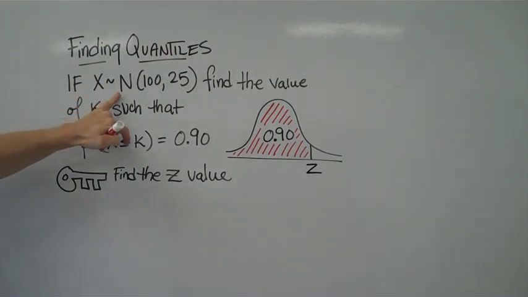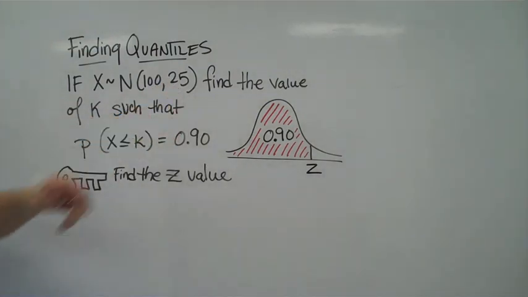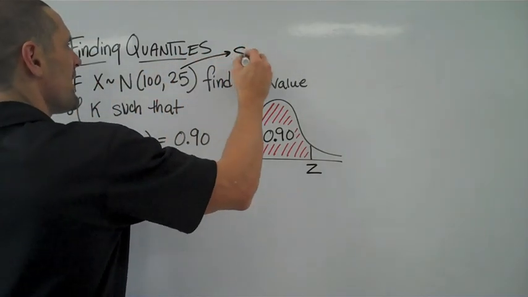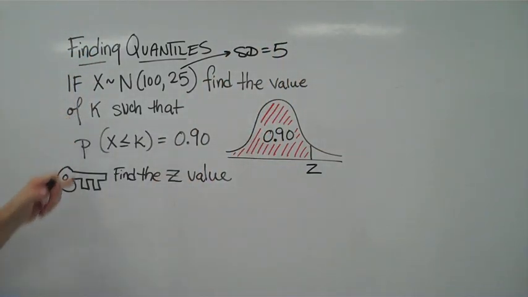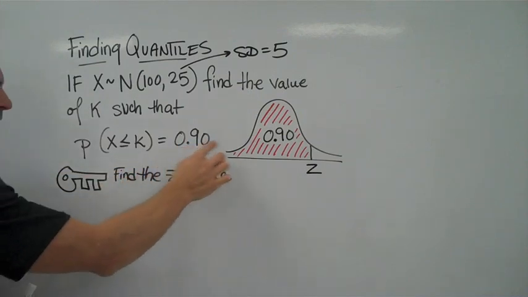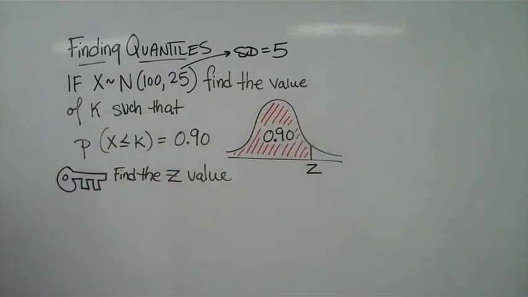If x is normally distributed with a mean of 100, and remember this is variance of 25, which of course means that our SD is 5. Find the value of k such that the probability that x is less than k is equal to 90%, or 0.90. Well, what have they just given us? They've given us that the proportion of data less than some z-value is 0.90.